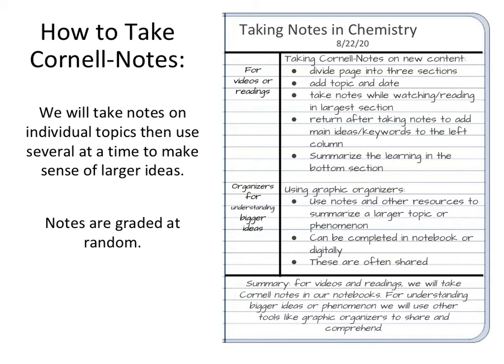Finally, on this topic, we take notes on individual topics. So your notes should never be 5, 6, 7 pages per topic. It should be concise, it should be useful for you, and they are graded at random. So they won't always be graded, but you also won't always know when they're going to be graded. And that's just to make sure that we're holding ourselves accountable for getting the information that we need.